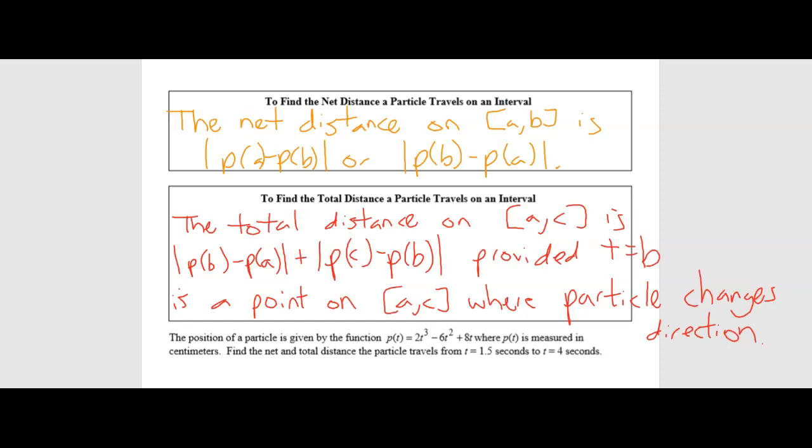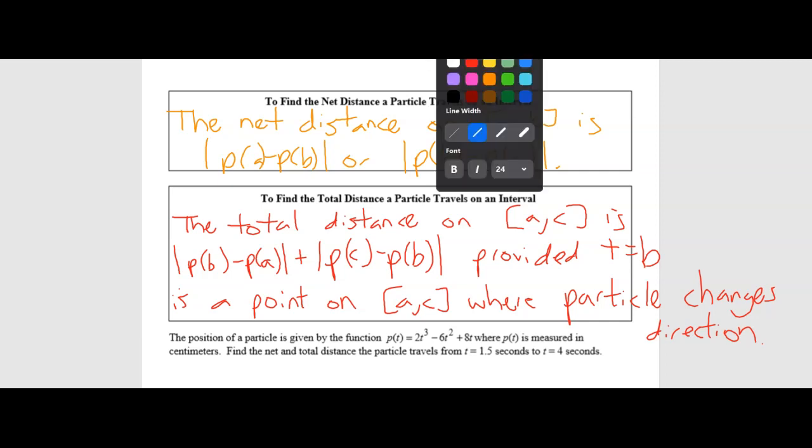All right, so I just rephrased what we had down below. The net distance on an interval A to B is just the absolute value of the change in the y value. So you can either do the absolute value of P of A minus P of B or the absolute value of P of B minus P of A. The total distance on an interval A to C is given by the absolute value of P of B minus P of A plus the absolute value of P of C minus P of B, provided that t equals B is a point on the interval where the particle changes direction. So we have to break up this formula based on where the particle is always traveling the same direction.